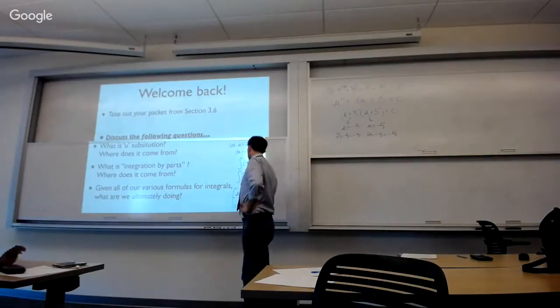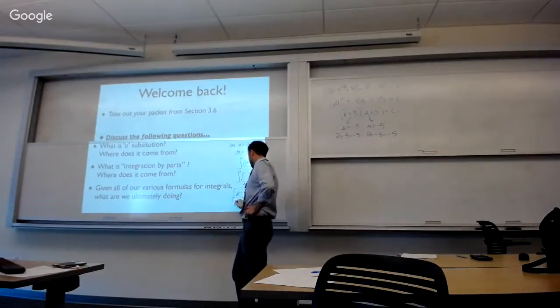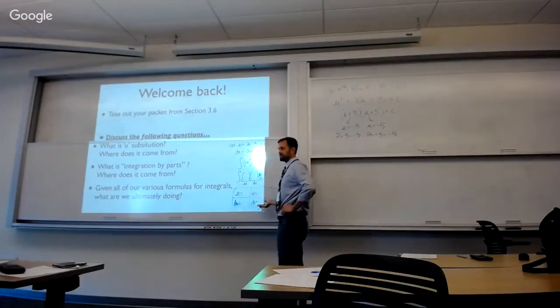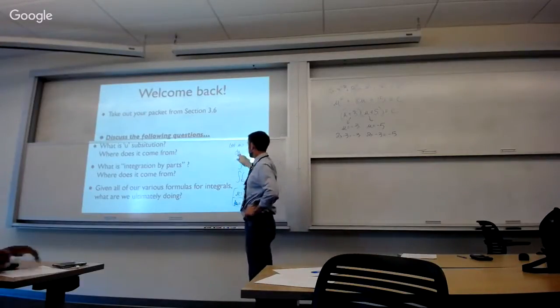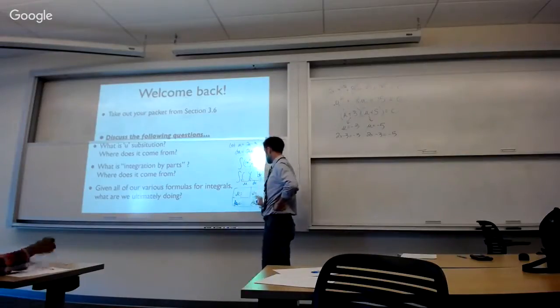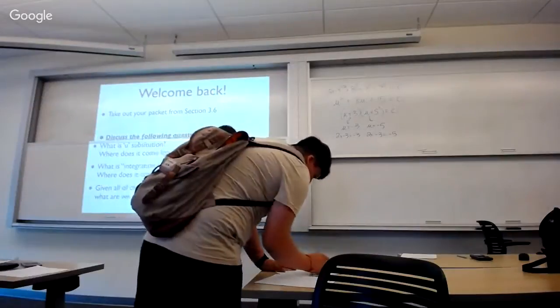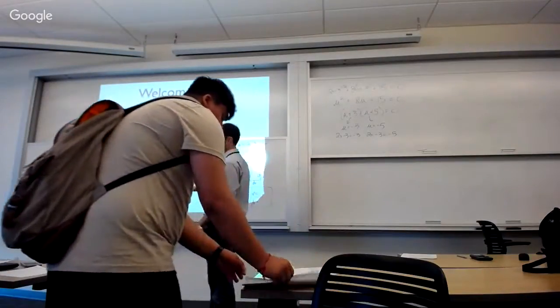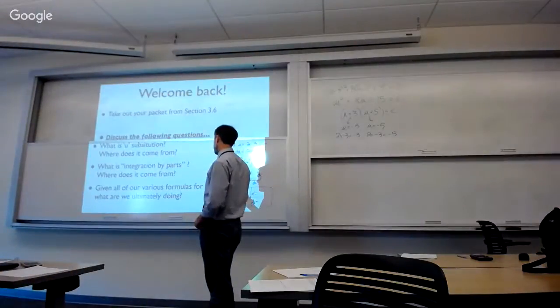So you start with 2 substitution sentences, and then you get a bonus 2 more. Right? So you end up with 4 substitutions that you're able to do. Very powerful. Going from 1 substitution to 2 substitutions, going from 2 substitutions to 4. So it allows us to greatly simplify an integral and turn a complex integral into something that's really quite simple. Okay, so given all of our various formulas for integrals, what are we ultimately doing?